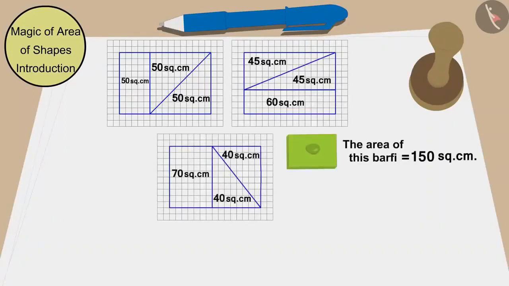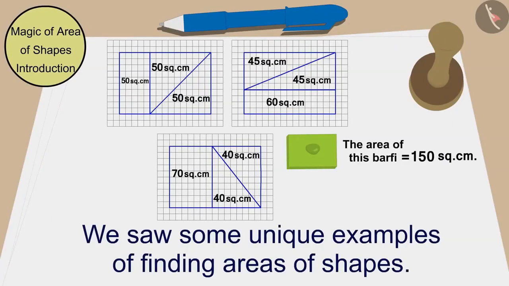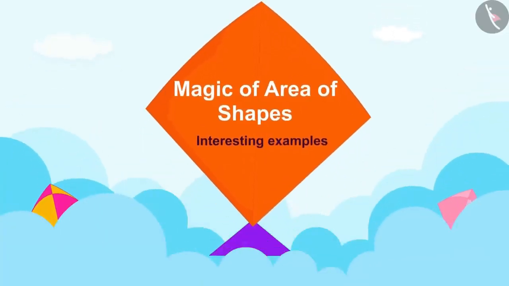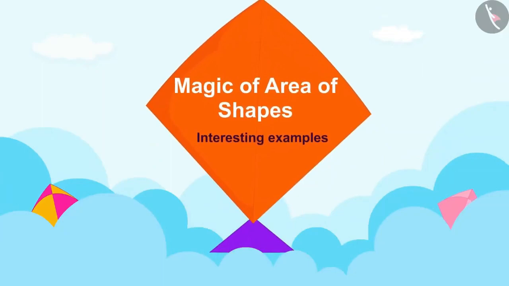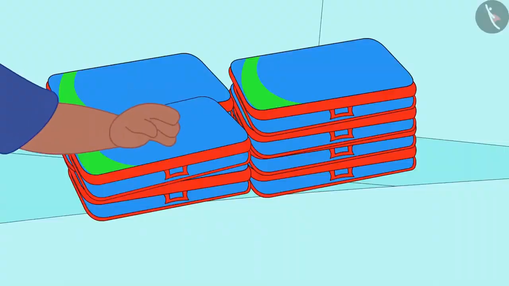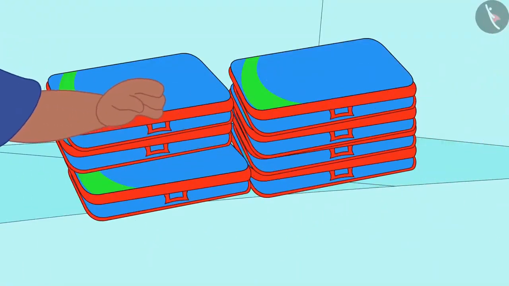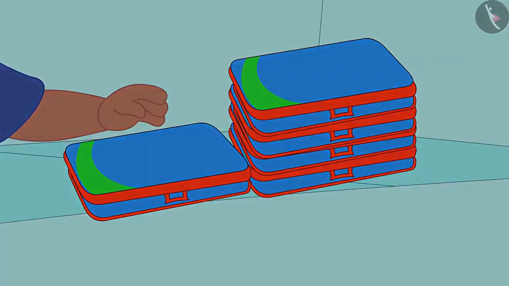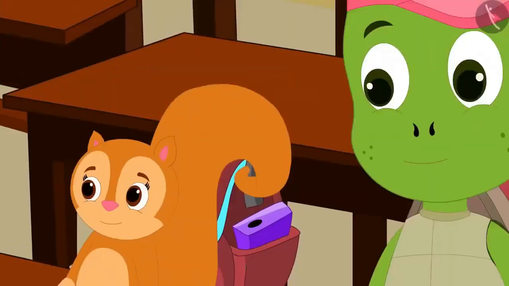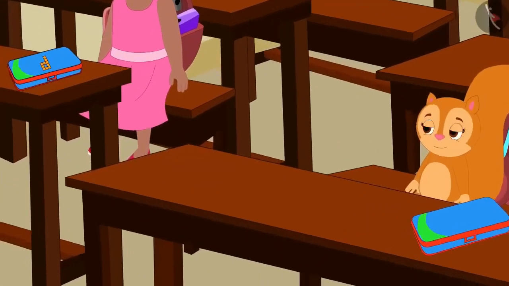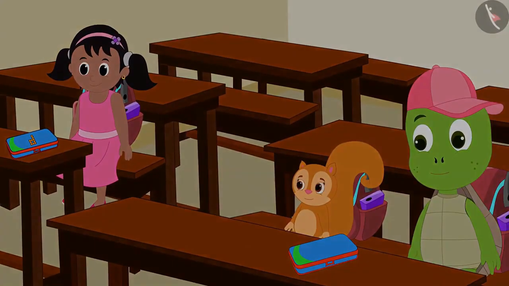In the previous video, we saw some unique examples of finding areas of shapes. In this video, we will see some more interesting examples. At Raju's birthday party, Raju gave compass boxes of the same design to all the children. The next day, Pinky, Chanda and Tufan get excited and bring their new compass box to school.